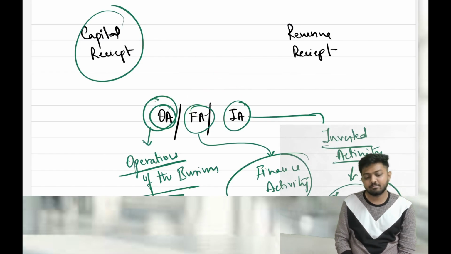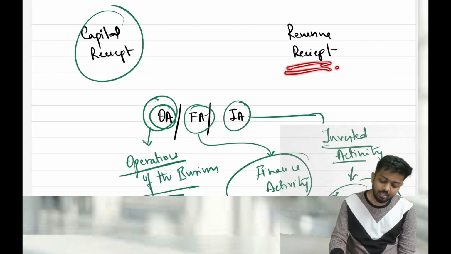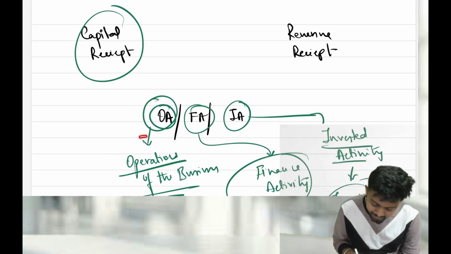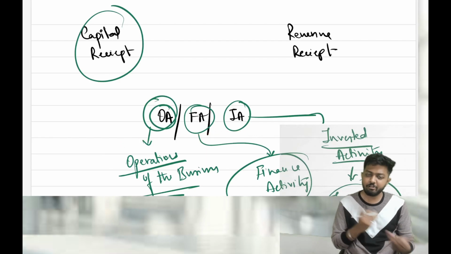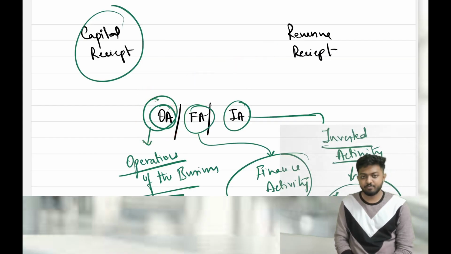Rent received, rent paid. What is it? We are talking about received. Sales money received, or money received from debtors. Is it my operating activity? Of course, my debtors or my customers have paid money to me. It's an operating activity, hence it will be considered as revenue receipts.